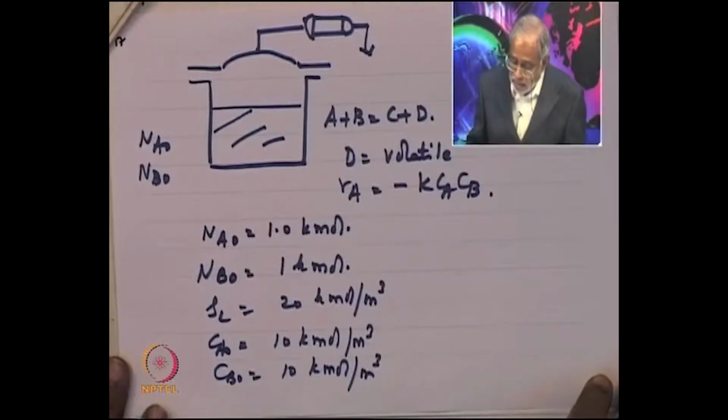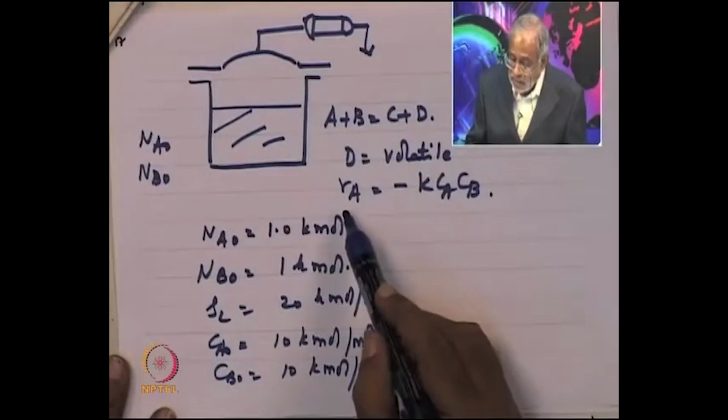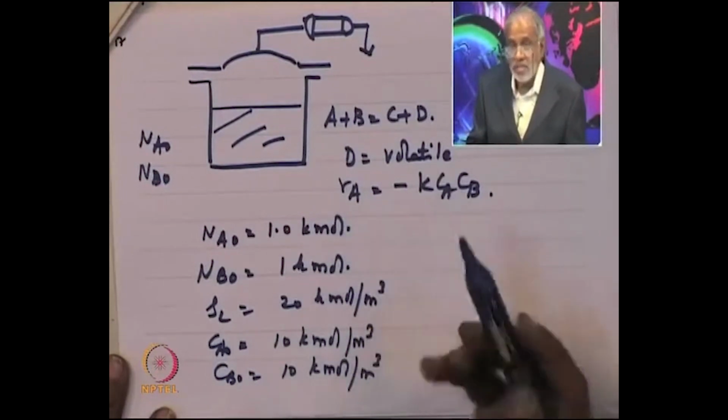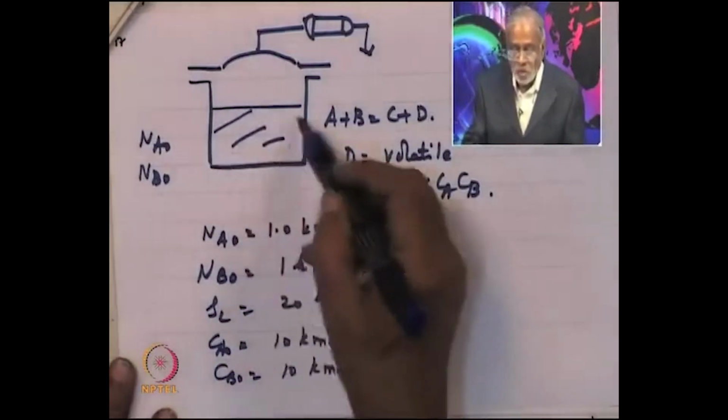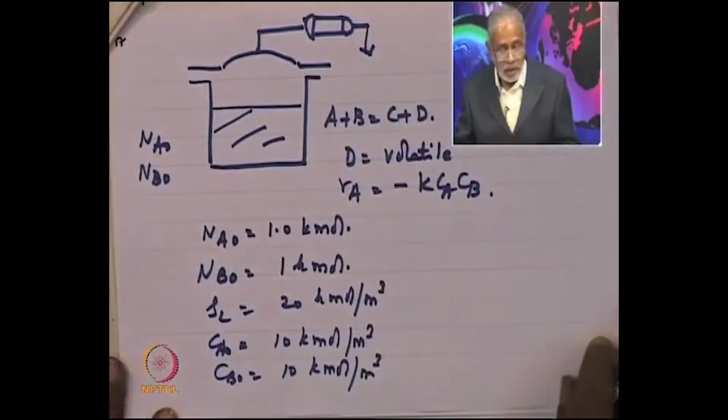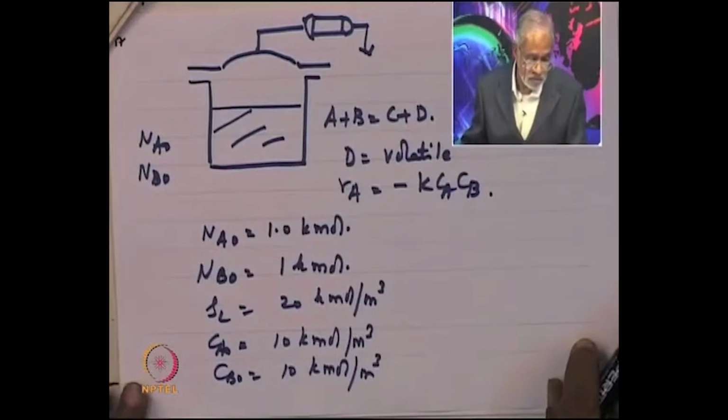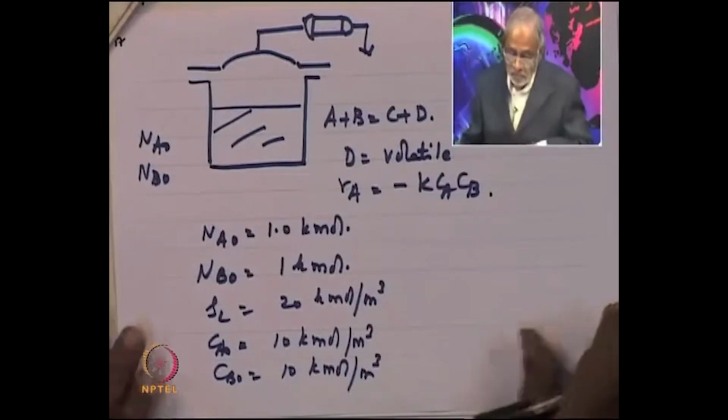And the rate function is minus of k Ca Cb, a second order reaction. The question is, what is the volume of fluid left in the equipment after a given extent of time? So, let us see how to understand this.